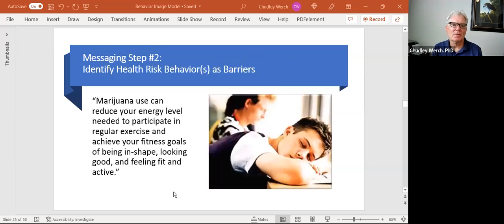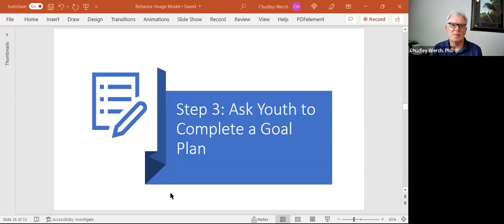And then the second part of that messaging is linking how substance use, in this case marijuana, is going to be a loss. It's going to result in costs for you. It's going to prevent you from achieving your fitness goals of being in shape and looking good and feeling fit and active. So that's the process for communication, for feedback.